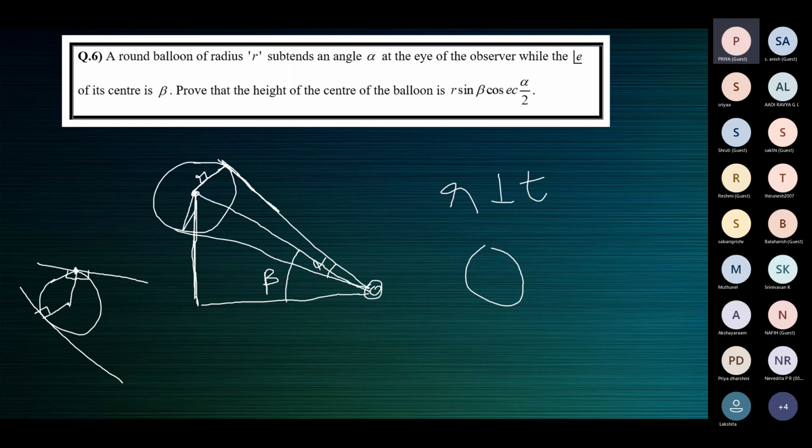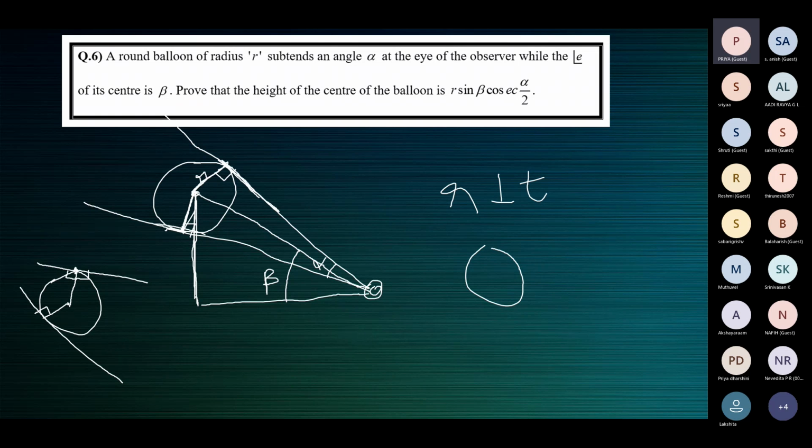So this one is the tangent. Through the point of contact is the radius. So they are perpendicular to each other. Here also, this is the radius and this is the tangent. This is the tangent. This is the point of contact.